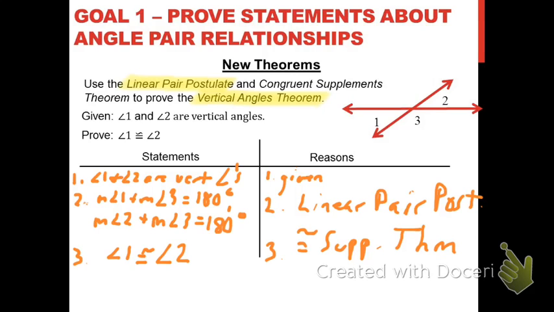All right, that proves that vertical angles are always congruent to one another. It's not something you have to have a doubt about. All right, hopefully this has made some sense.